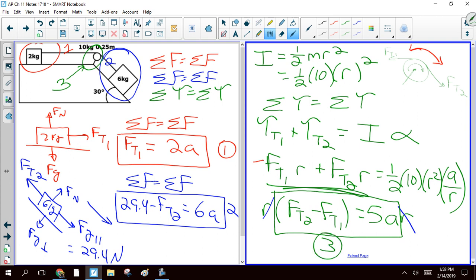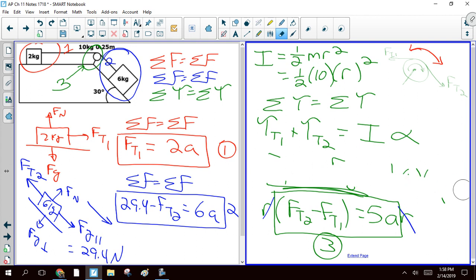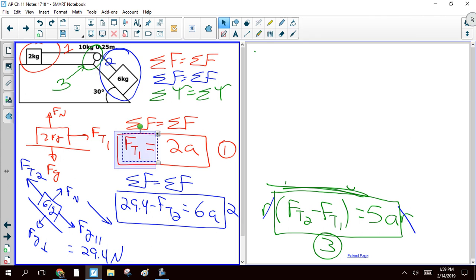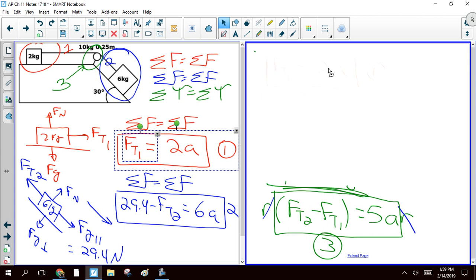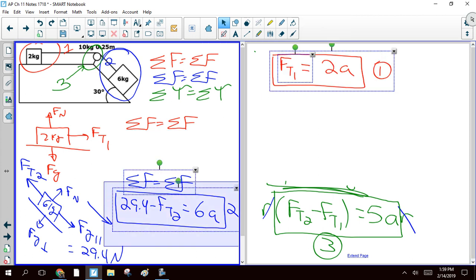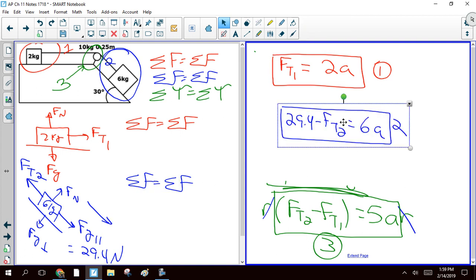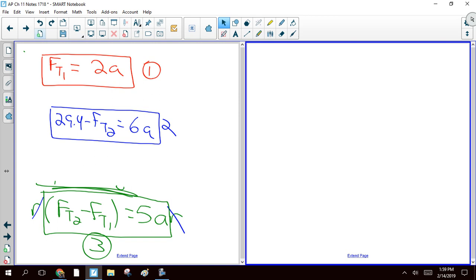And now what I've got is 3 equations and 3 unknowns that we can solve, which sounds ugly, but I think it actually ends up not being too bad. I'm going to assume people have written this down. I'm going to erase and move these guys over here, and solve it.